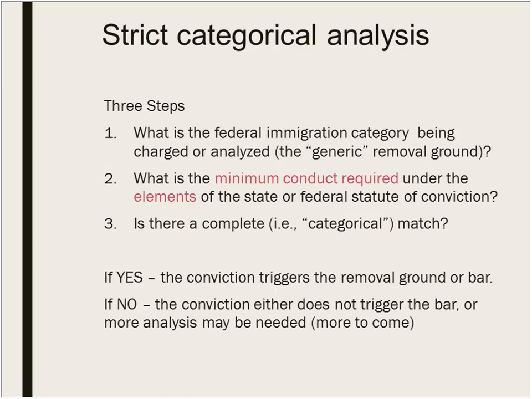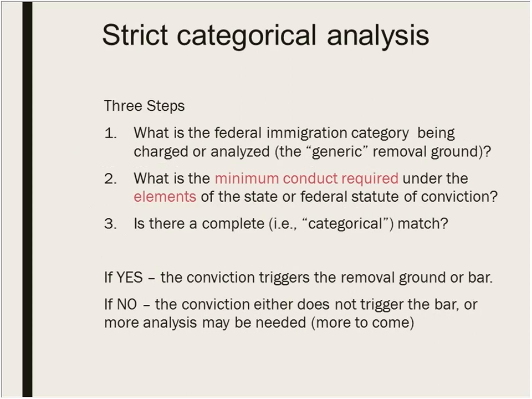So what we call strict categorical analysis or basic categorical analysis, we're going to get to the modified version later, is a three-step process where we identify what is the immigration category that our clients have been charged with or that we're worried will be triggered by an application. You could call that the generic offense or the removal ground. So what is the category we're afraid of here?